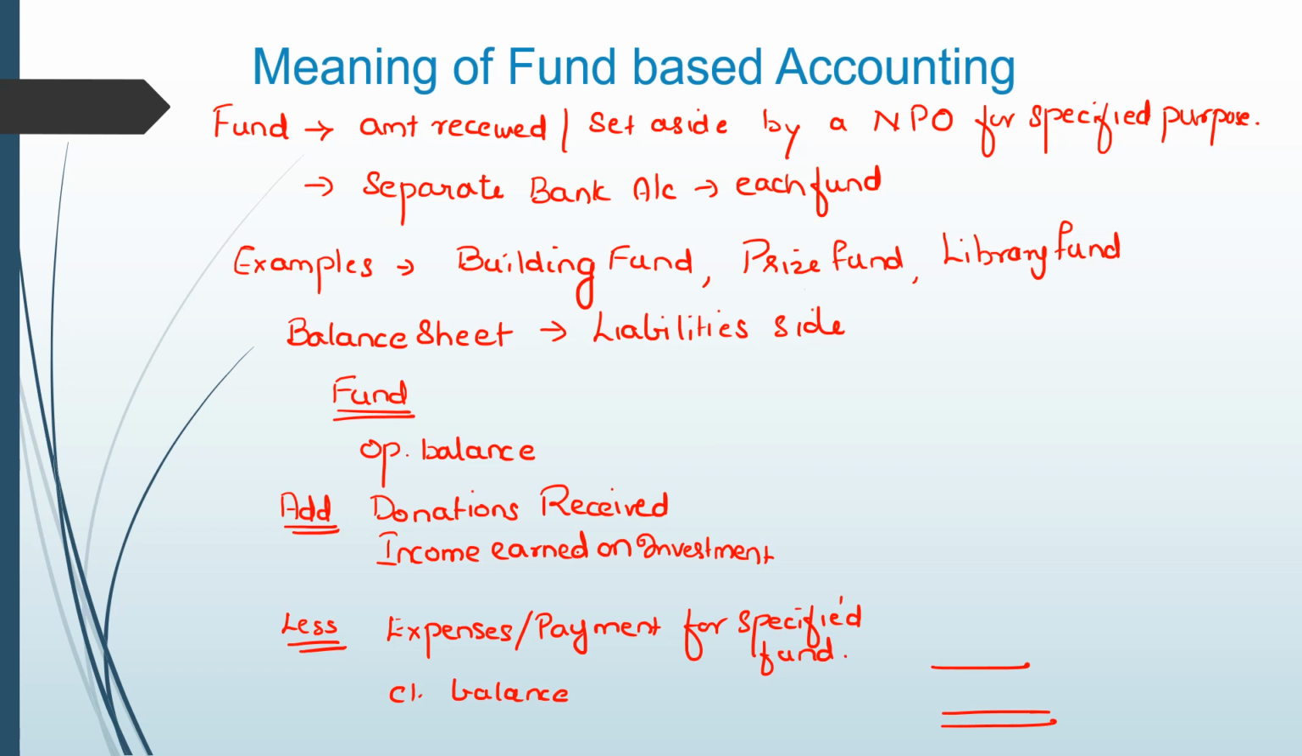What was received is added to the existing fund. The expense or the payment made is subtracted from the fund, and the closing balance is kept aside for further use for that particular fund in the future. So this entire process is called fund-based accounting.